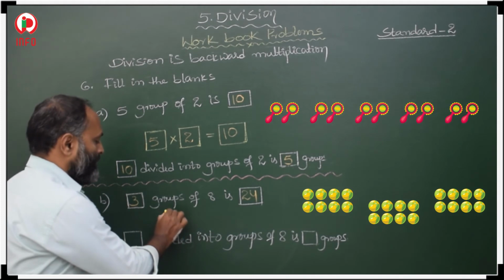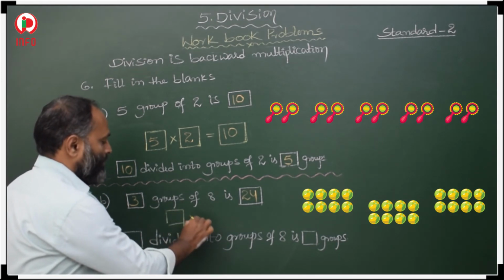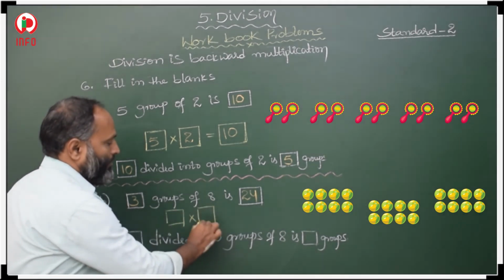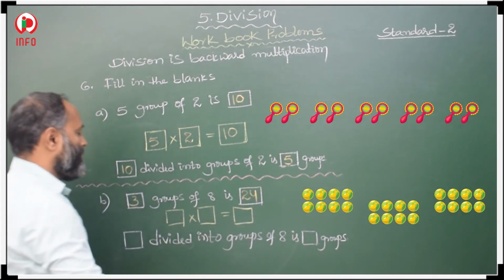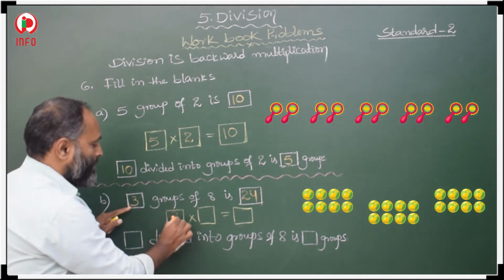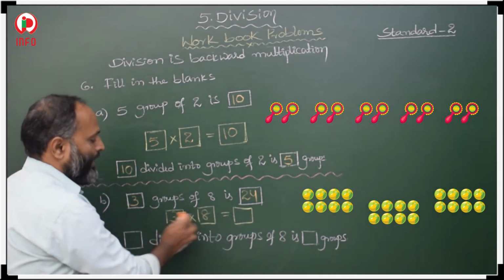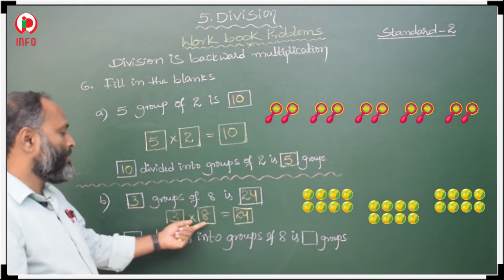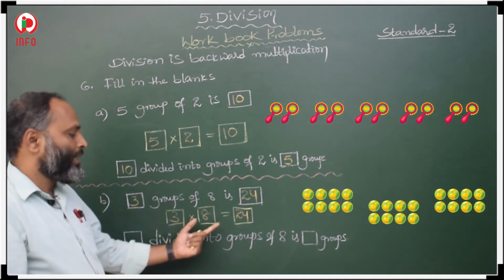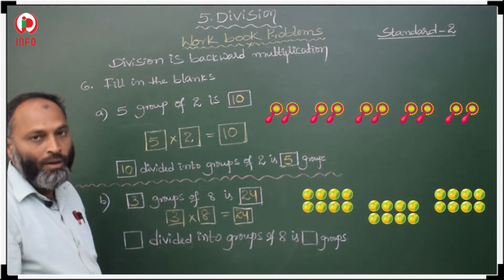So we can represent this as a multiplication fact. How? 3 groups of 8, 3 8s are, then total how many? 24. 3 groups of 8 means 3 into 8, which gives 24, total 24.